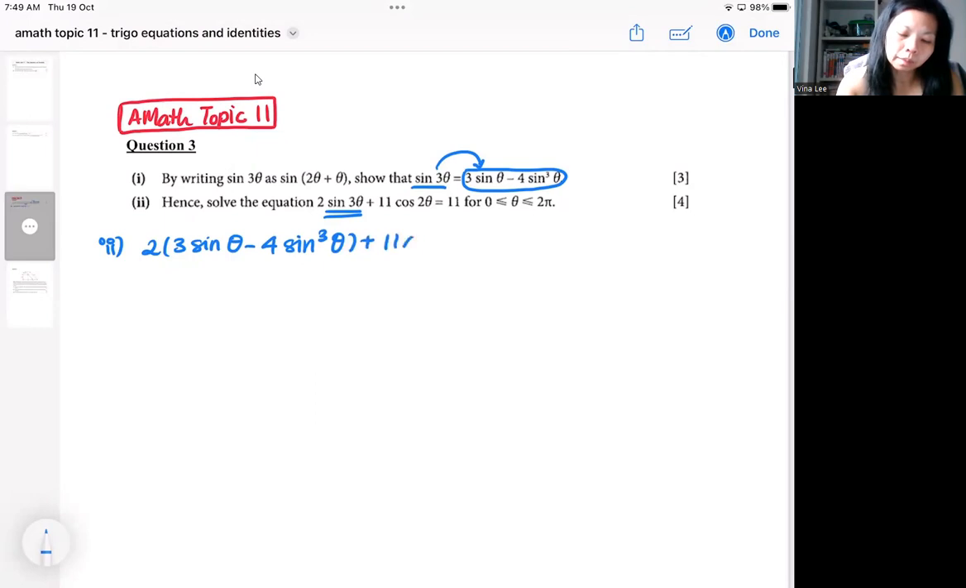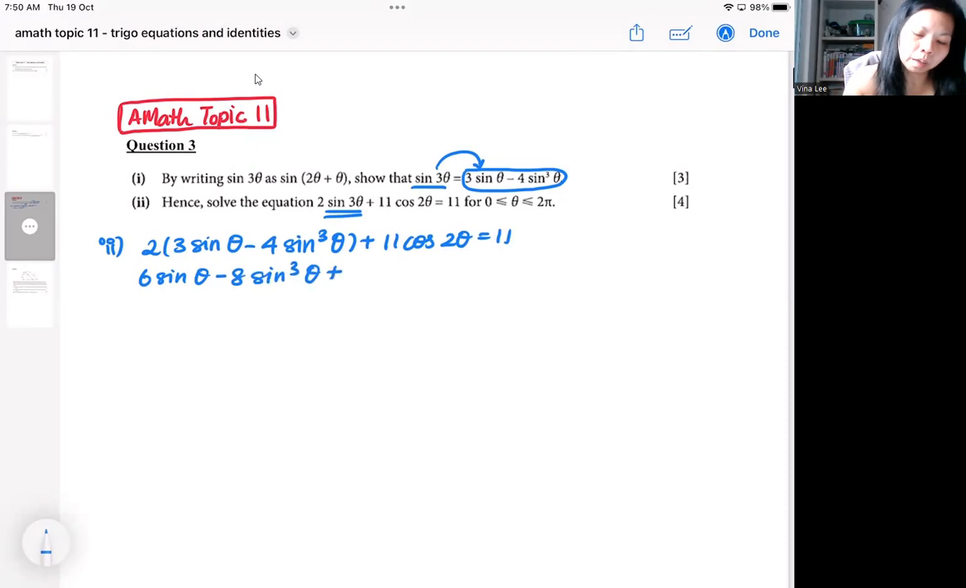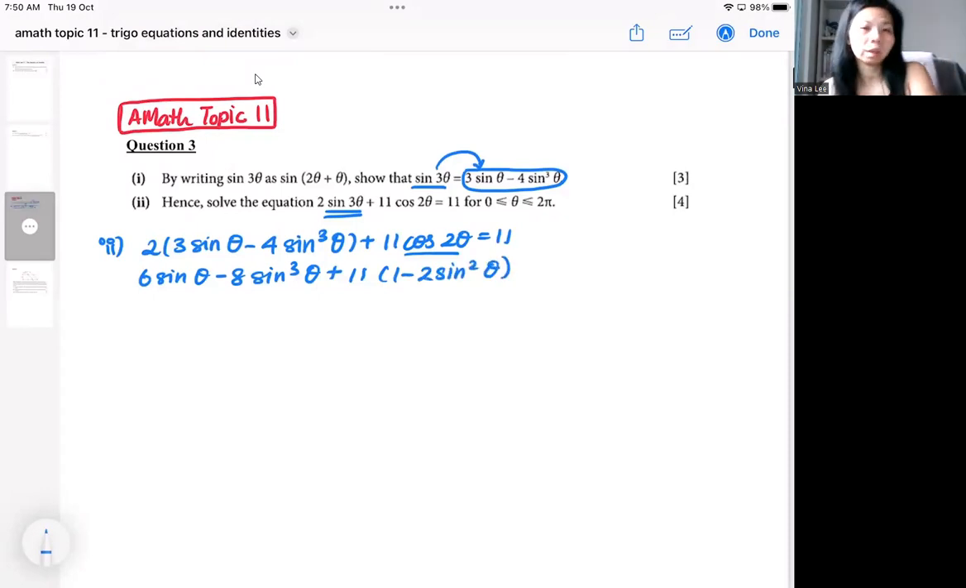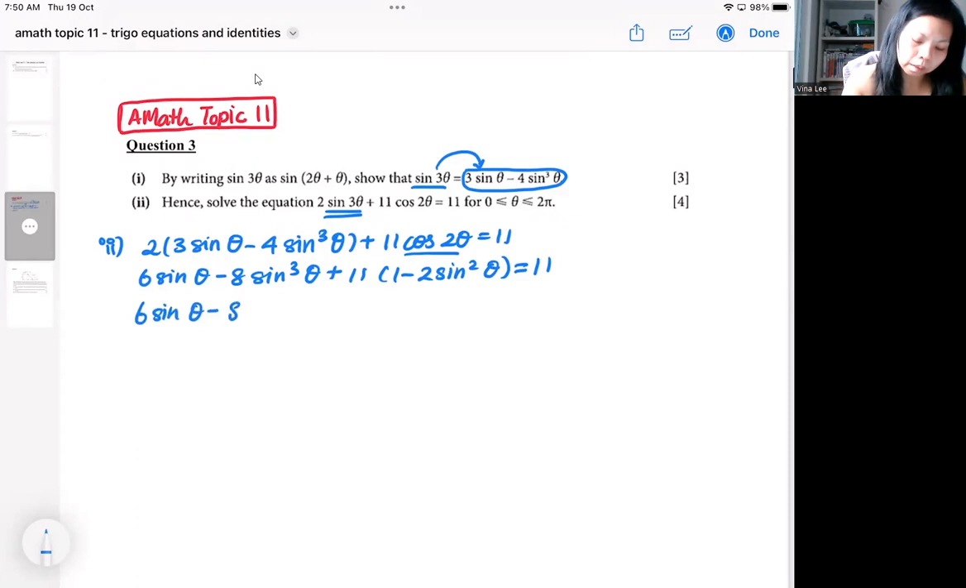So put it in. Okay, as you put it in, you realize that there is a cosine 2 theta. So you will need to think of another block of cosine 2 theta formula to use. If you observe, everything is already in sine theta, so you should be using the one that contains sine theta. Don't go and use the one which is 2 cosine squared theta minus 1. Just work it out carefully.